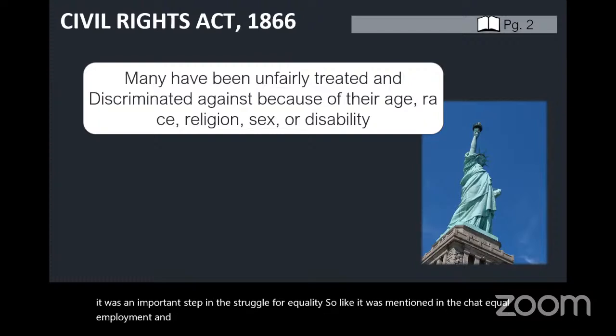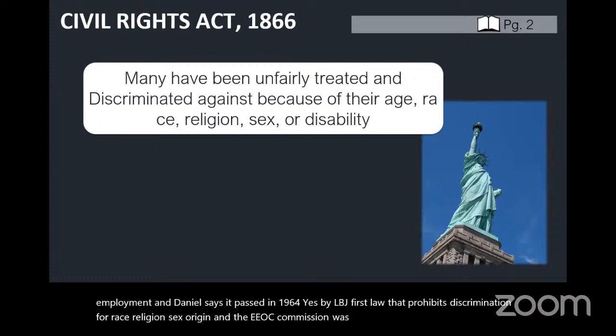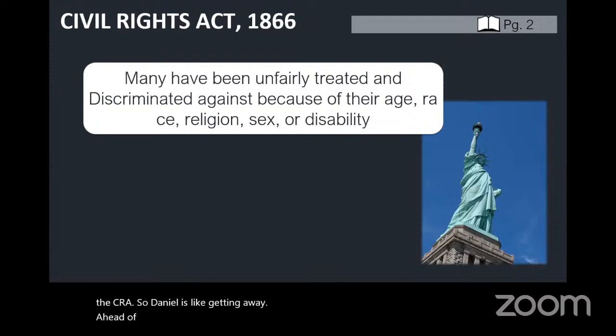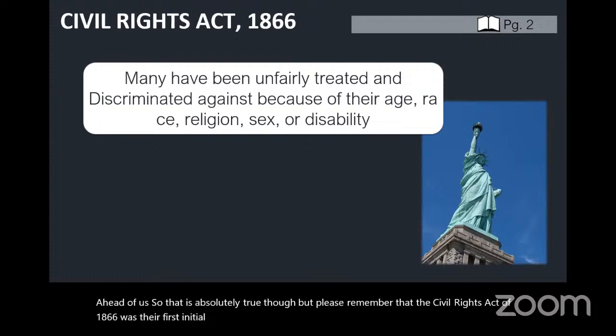Daniel says it passed in 1964. Yes, by LBJ, the first law that prohibits discrimination for race, religion, and sex origin. The EEOC was created along with the passing of the CRA. So Daniel is getting way ahead of us, but that is absolutely true. But please remember that the Civil Rights Act of 1866 was the first initial step in the struggle for equality.